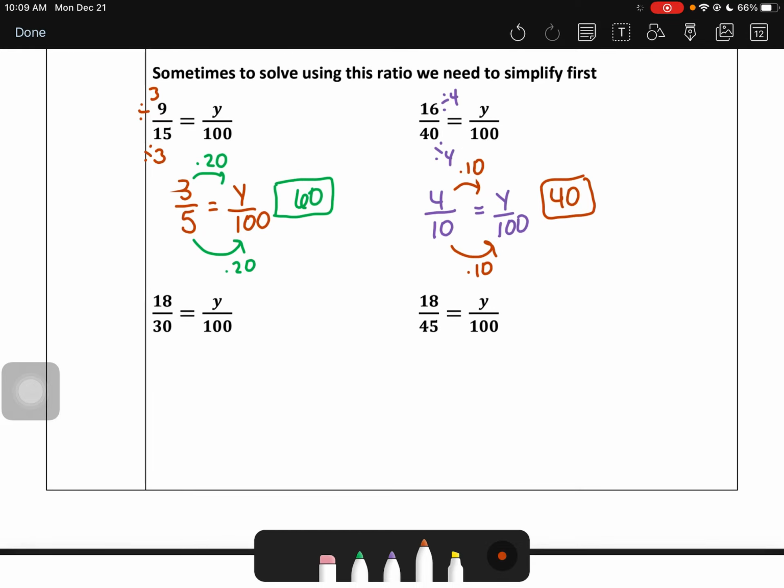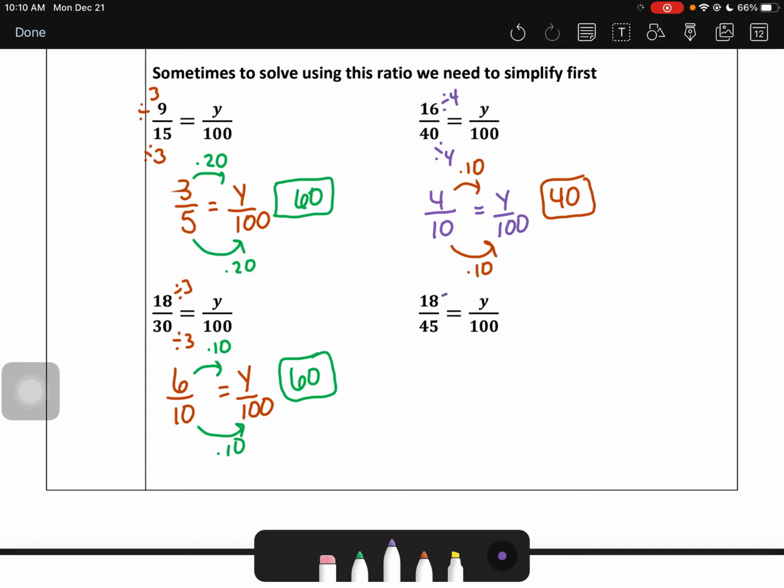In the next example, if we divide both of these by 3, we have 6 over 10 is equal to y over 100. And then we can multiply by 10 and multiply by 10. And so we know that it's 60%.